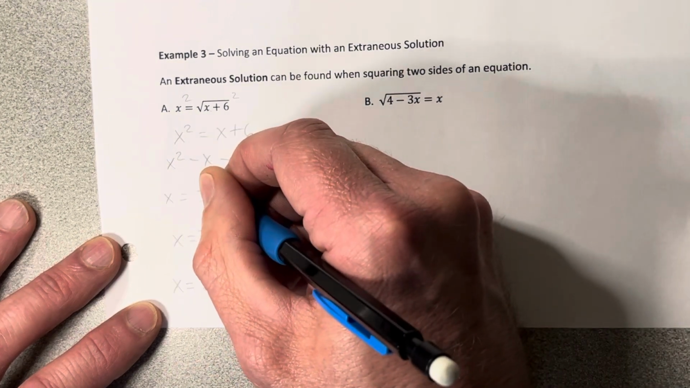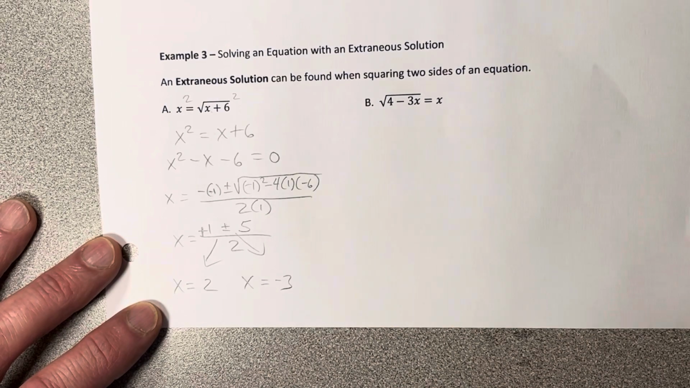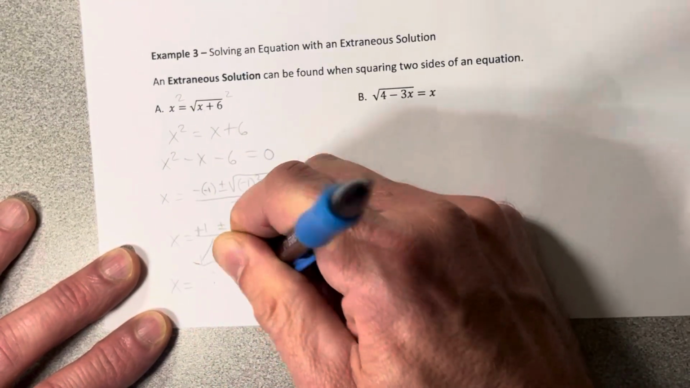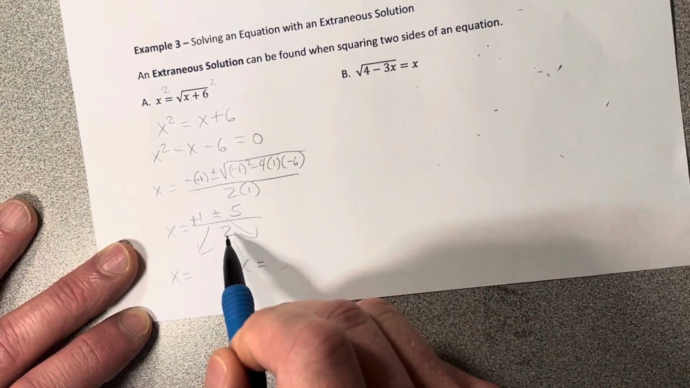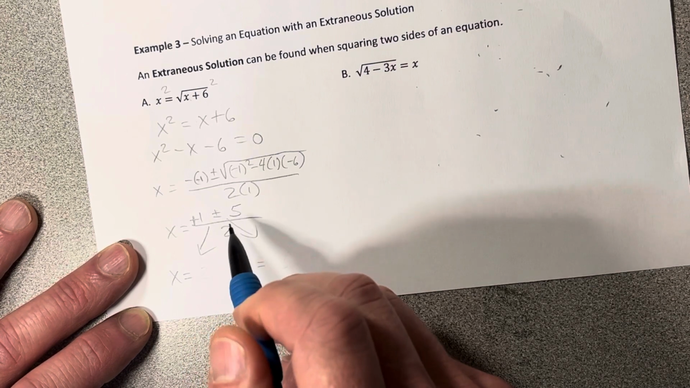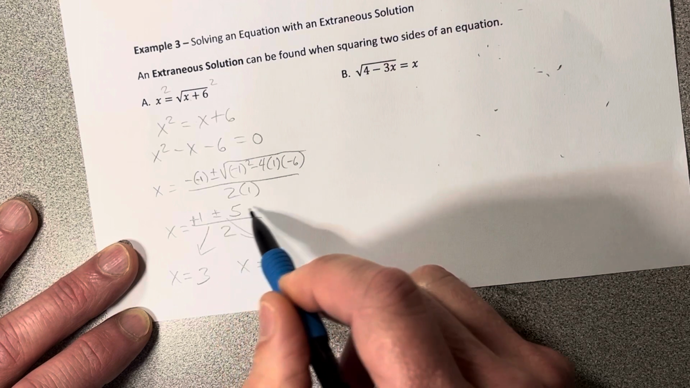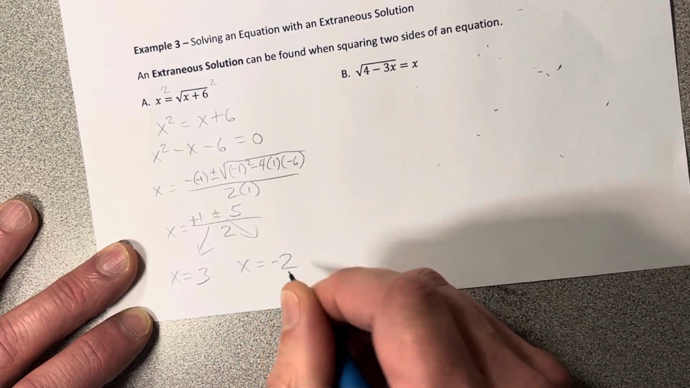So it's negative of a negative b. It's going to be a plus 1. So my answers aren't quite right. I'm going to get a 1 plus a 5 divided by 2. 1 plus 5 is 6, divided by 2 is 3. And I get a 1 minus 5 is negative 4, divided by 2 is negative 2.